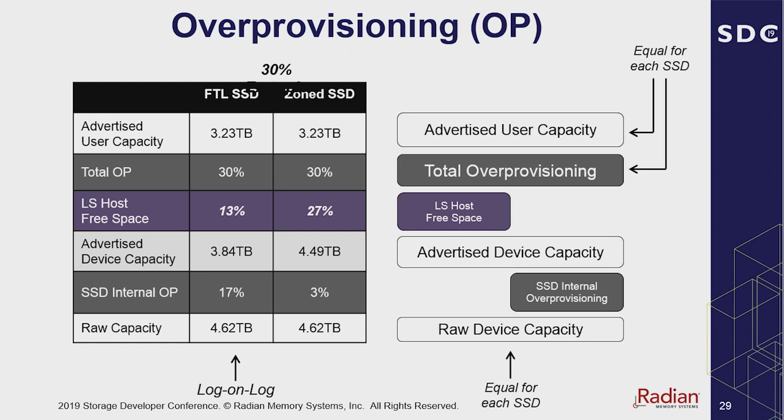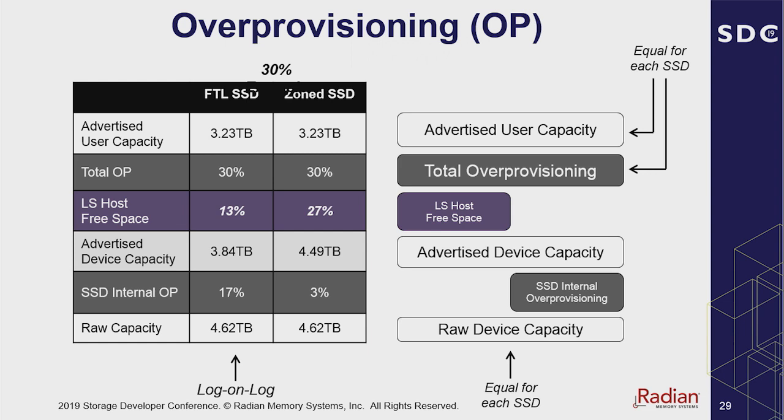So even though the raw capacity is the same between each drive, the total user capacity exposed to the application is all the same. The zone drive is providing much more device level capacity to the block translation layer, and that translates into twice the amount of free space, 27% instead of 13%, for the block translation layer at the same total over-provisioning of 30%.